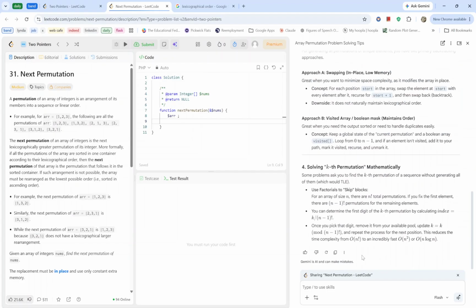Okay, it's been over 20 minutes. Just give me the answer. Can you solve the answer for this? Can you show me the answer to the next permutation?